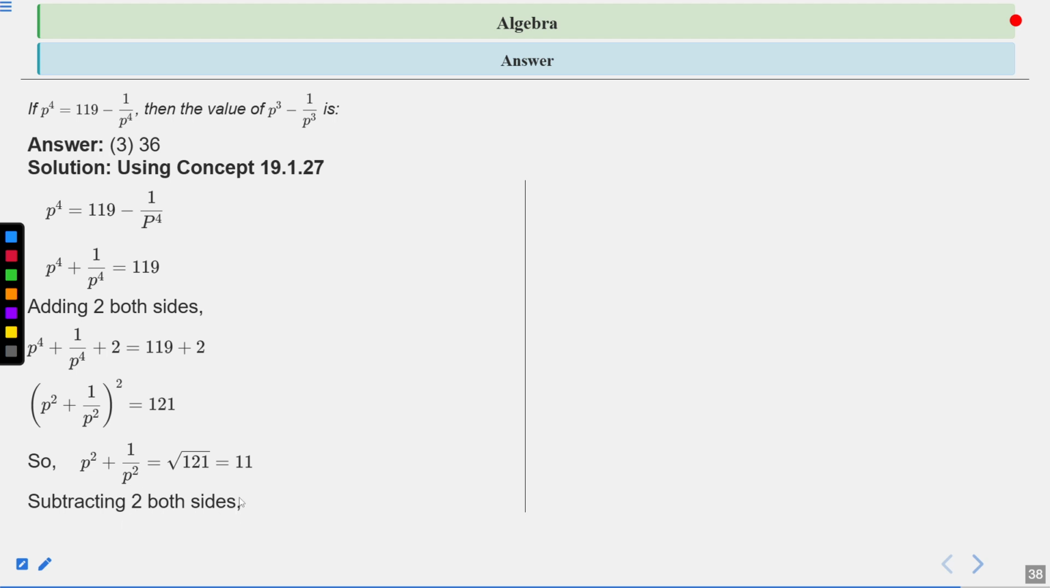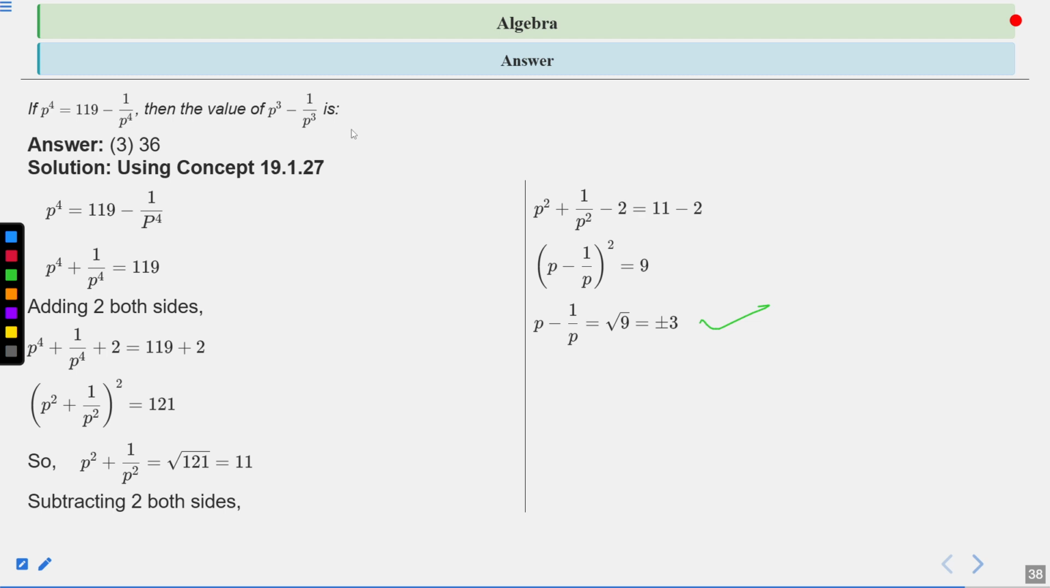Now again subtracting 2 from both sides, we get p square plus 1 upon p square minus 2, which becomes 11 minus 2. Or we can write it as p minus 1 upon p, the whole square, equals 9. So we get the value of p minus 1 upon p as under root 9, or we can say plus minus 3.